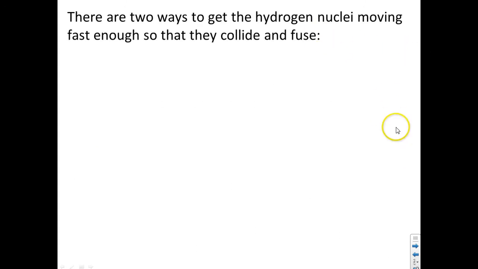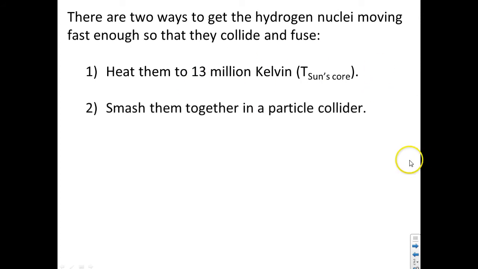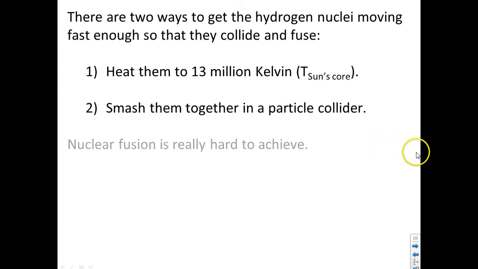So there's two ways to get them going fast enough so that they collide and fuse. One, heat them to the temperature of the sun's core, 13 million Kelvin. That's not so realistic on Earth. The other is to smash them together in a particle collider, a particle accelerator. And that's not super practical if we're trying to generate a lot of energy from this nuclear fusion reaction. So it's really hard to achieve.